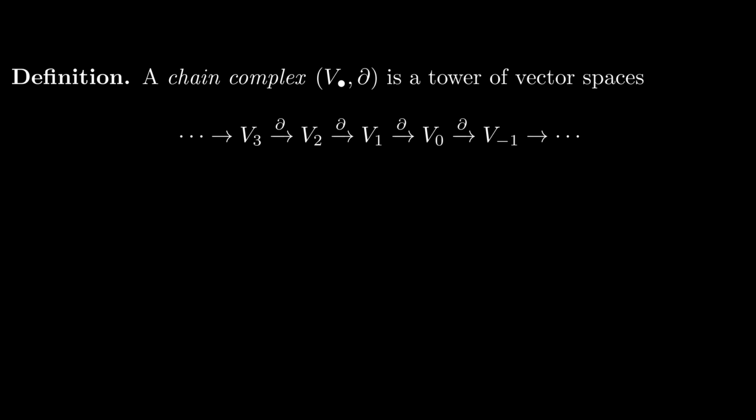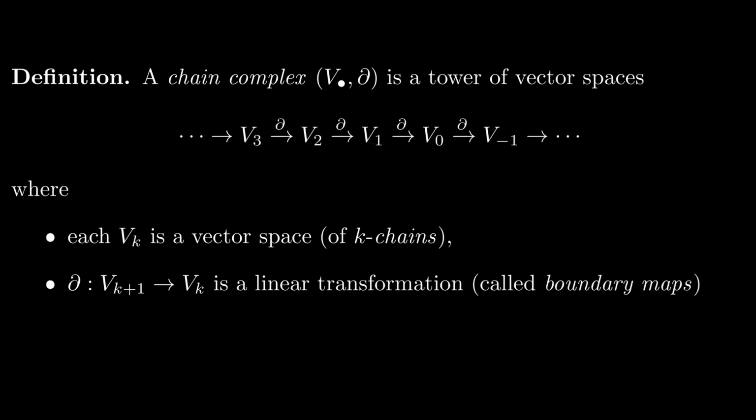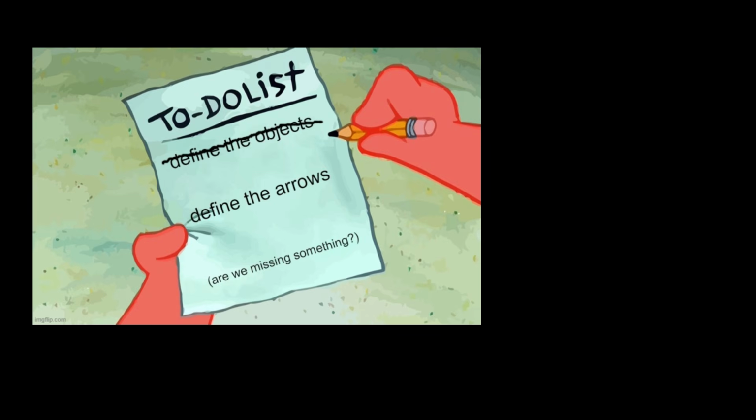A chain complex consists of a sequence of vector spaces chained together with certain maps. The vectors of the kth vector space are usually called chains of degree k, and the linear transformations that connect them are called boundary maps. And the only additional property that chain complexes have to satisfy is that the boundary of a boundary has to be 0. This gives us the objects of our category of chain complexes.